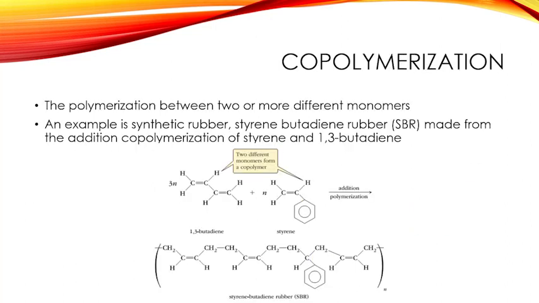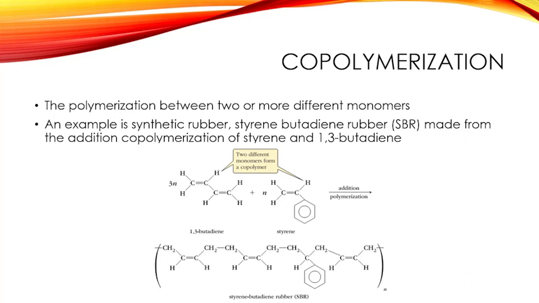So when we say copolymerization, you no longer have one monomer for the entire polymer. As we have mentioned earlier, a polymer is simply a long chain consisting of a repeating unit of monomers. When we say copolymerization, it's now possible to have two or more different monomers that are the repeating units of your polymer. A very good example of that is synthetic rubber.